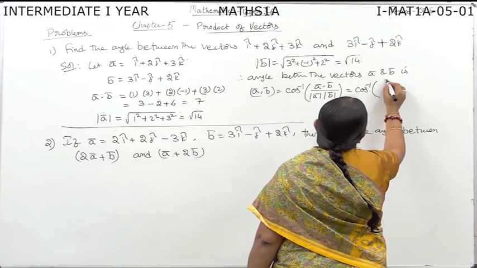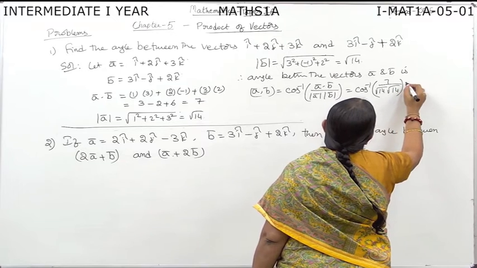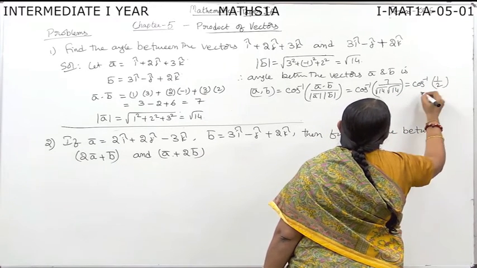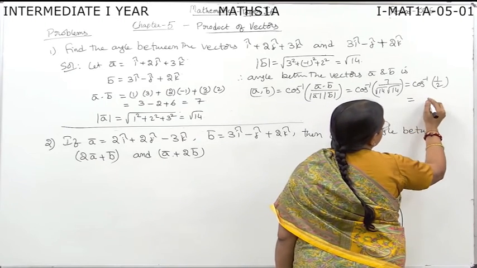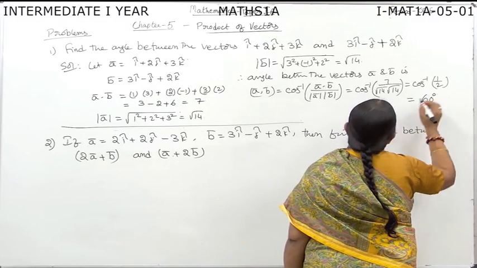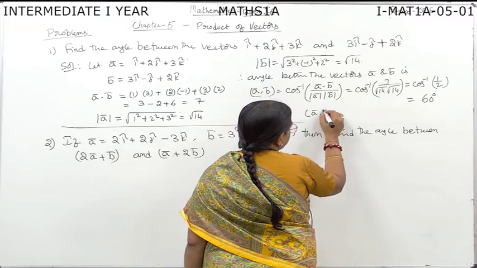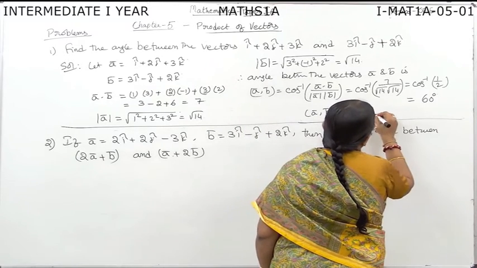A dot B is 7. 7 by root 14 into root 14. That is 7 by 14. That is half. Cos inverse of half is cos 60. So 60 degrees. The angle between the two vectors A and B is equal to 60 degrees. So this is your answer.